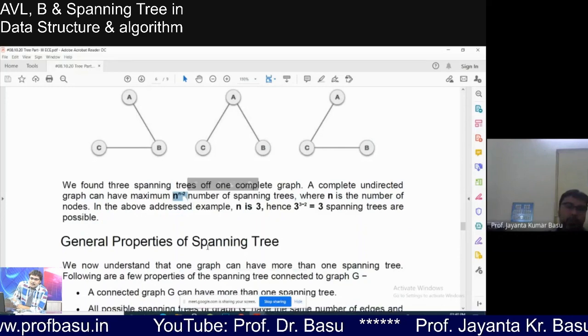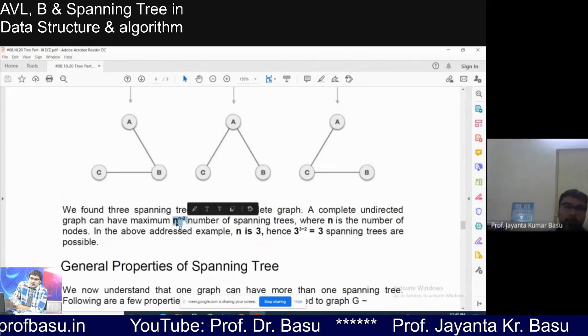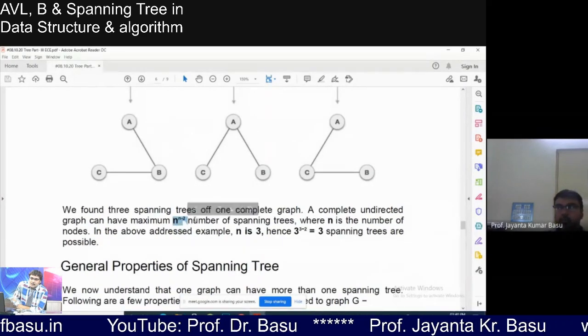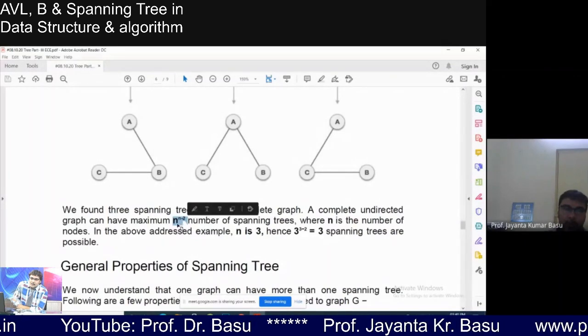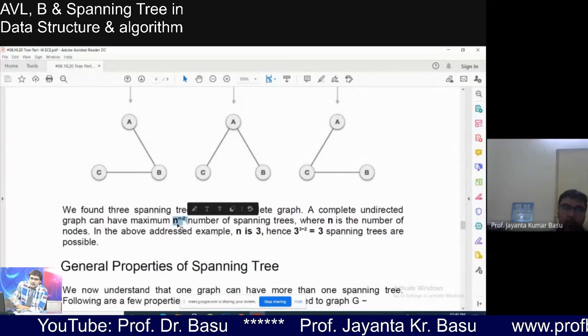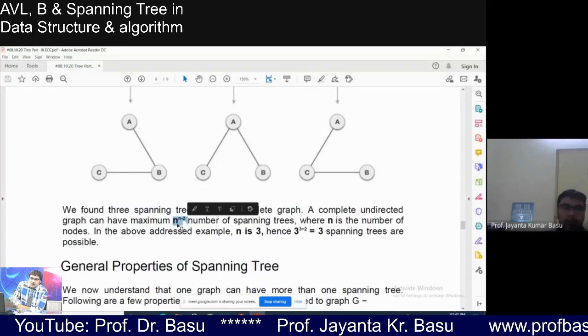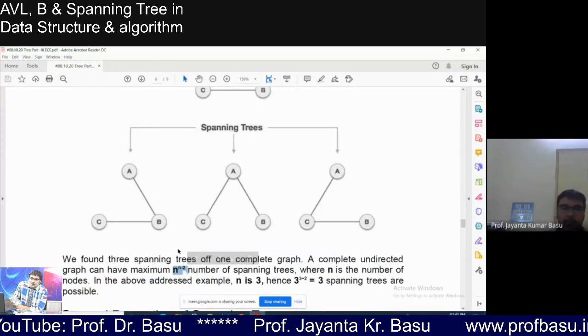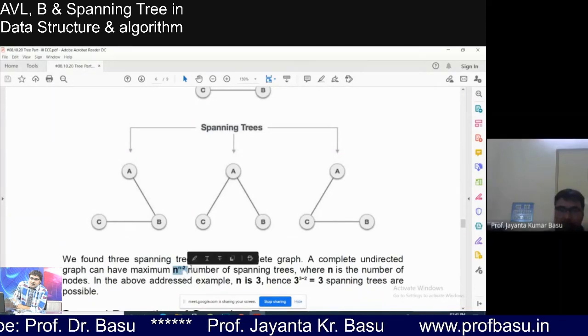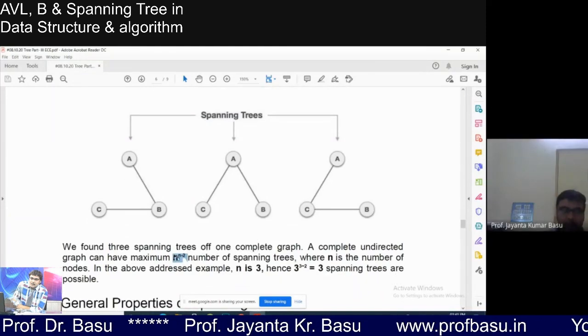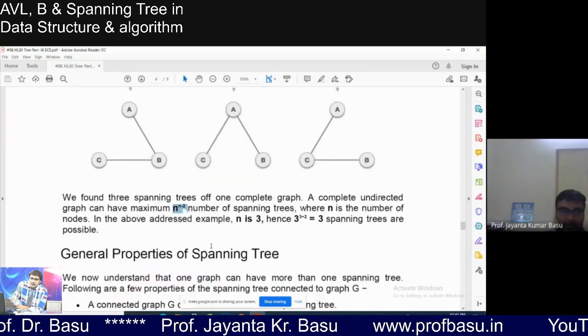Okay. Had n been 4, then 4 to the power 4 minus 2 means 4 squared, 16. Had n been 4, number of vertices 4, then how many spanning trees can we generate? 4 minus 2 means 2, 4 squared, 16. Okay, you can test it by yourself.